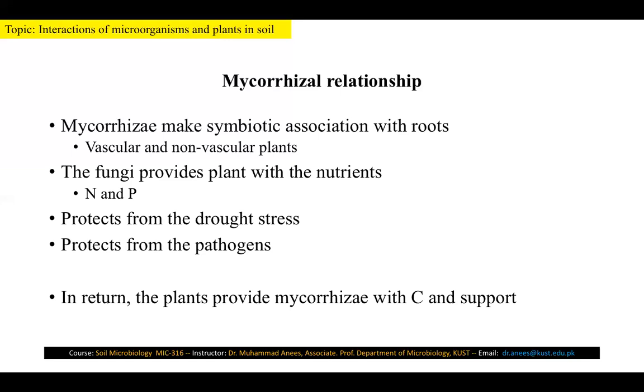And what mycorrhizal fungus gets in return is the support from the plant in terms of carbon. Because it is a fungus, it cannot manufacture its own food. So for its food, it depends on the plant. So the relationship is a two-way relationship. Both contribute to each other.